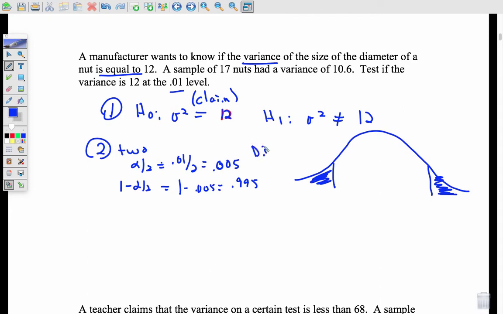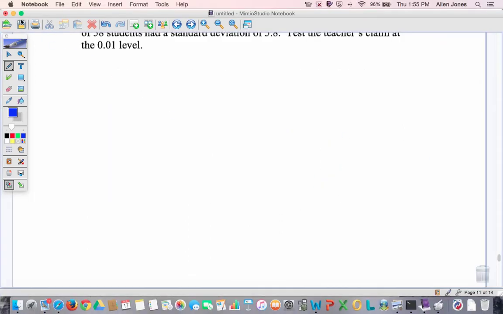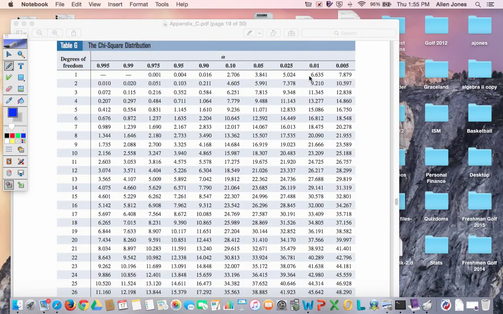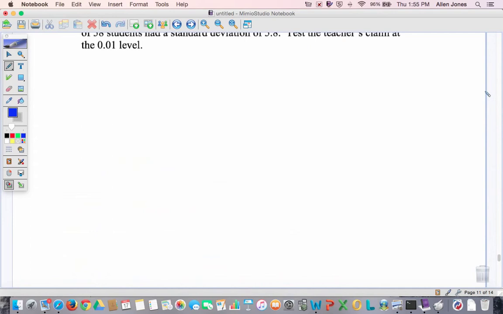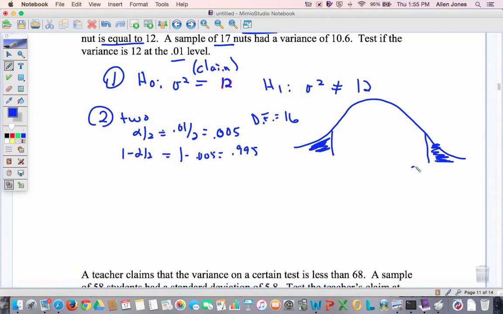So we have these two columns. I'll also mark on here our degrees of freedom. Our sample size is 17, which means we have 16 degrees of freedom. So I'm going to go to our chi-square table. We have 16 degrees of freedom, which would be down here. And if we went across to 0.005, we find 34.267, and back over here 5.142. Those are our two critical values.